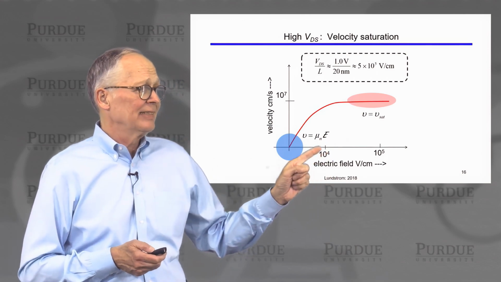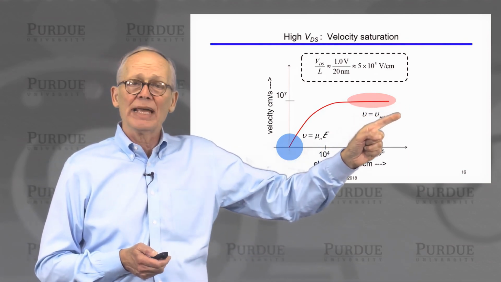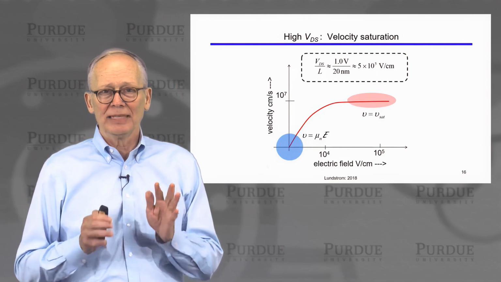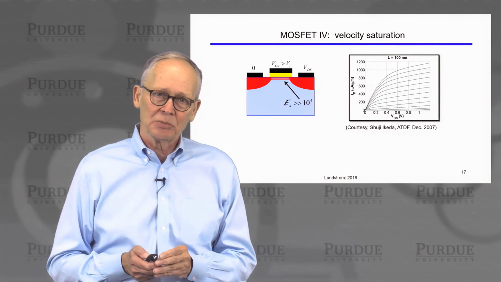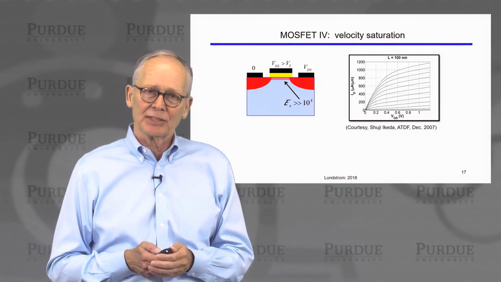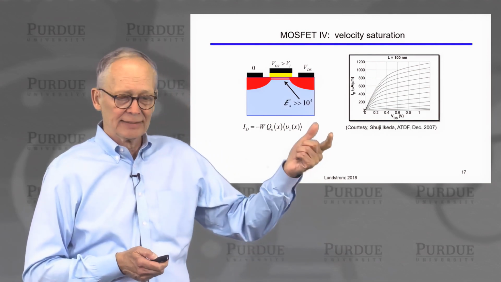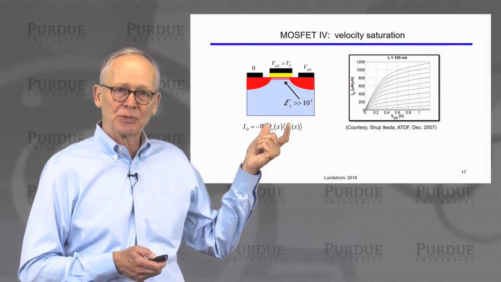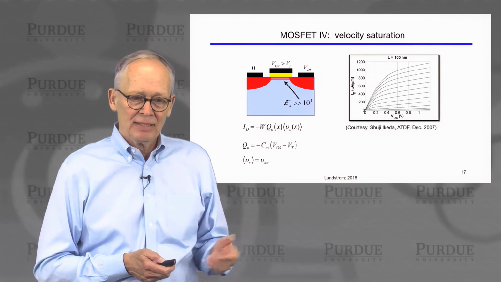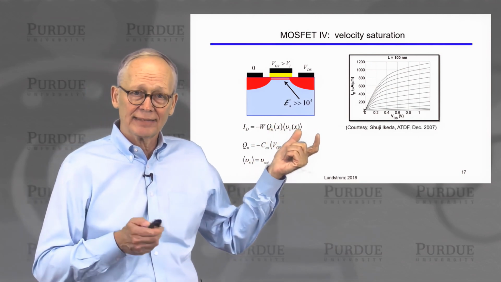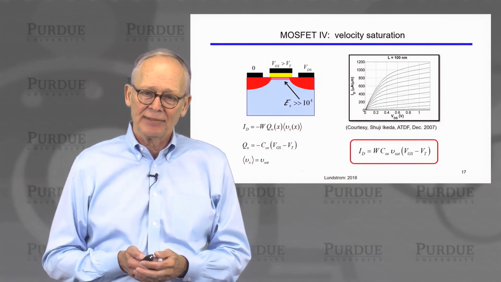It only takes about 10,000 volts per centimeter to saturate the velocity in bulk silicon. So we're way up here. So the velocity should be saturated. So we need to derive the IV characteristics under the assumption that the velocity is saturated because the electric field is so high in the channel. Well, that turns out to be even easier because we have the same current relation. Current is proportional to charge times velocity. Charge is Cox times Vg minus Vt. The velocity is just the saturated velocity, 10 to the 7th centimeters per second everywhere. Put them all together, and we get an IV characteristic.